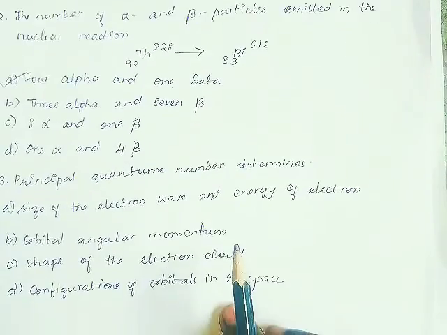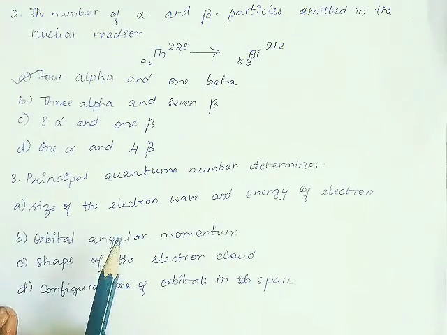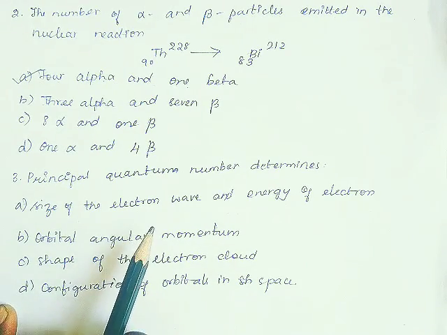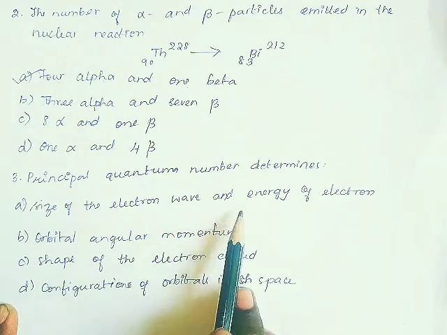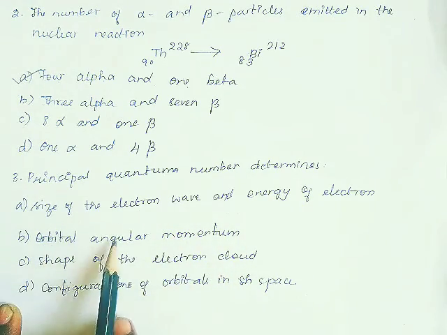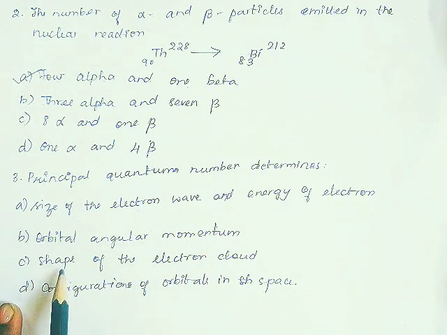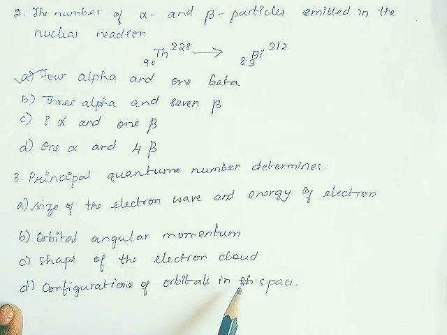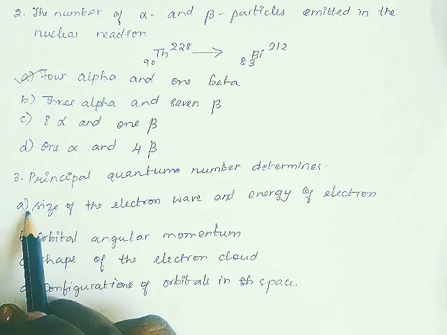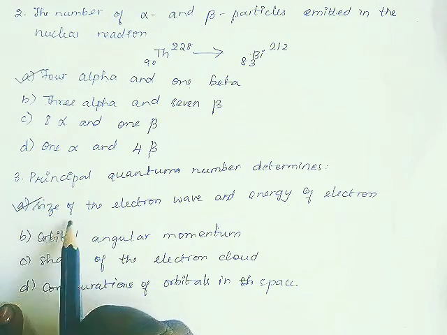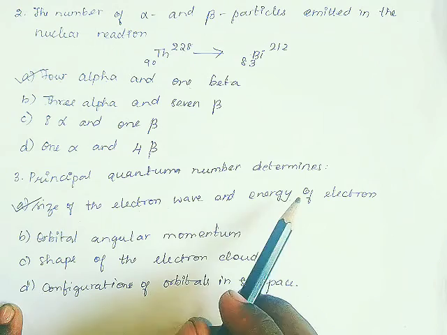Next, third question. Principal quantum number determines option A, size of the electron wave and energy of electron, option B, orbital angular momentum, option C, shape of the electron cloud, option D, configuration of orbitals in the space. And the correct answer is option A, size of the electron wave and energy of electron.